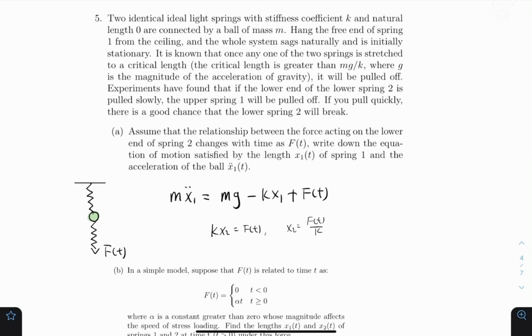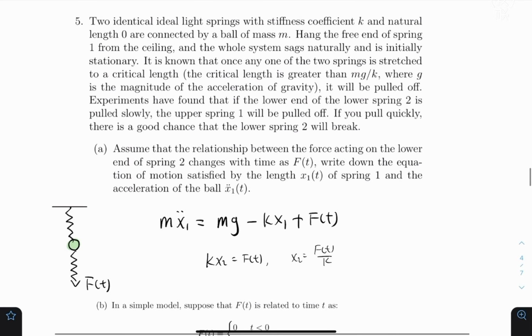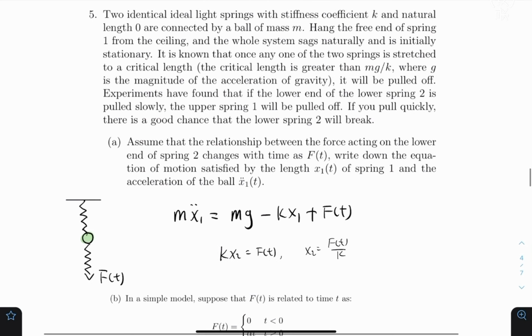This is CPhO 39's question 5, and this problem is one of the most interesting questions in this exam. So let's go over the problem first. So basically the problem is saying that there are two springs over here.